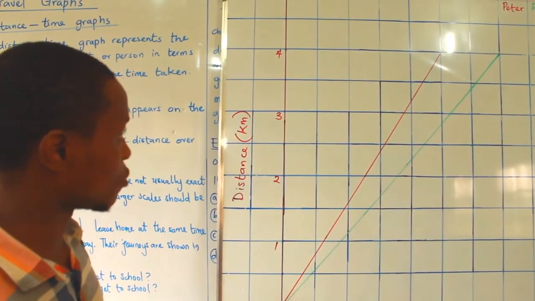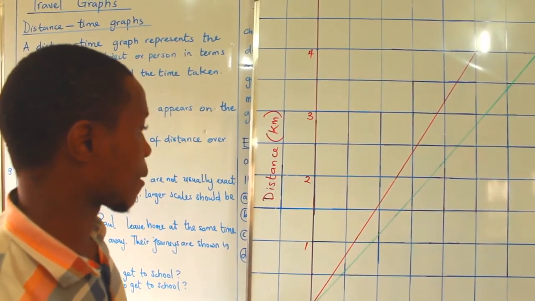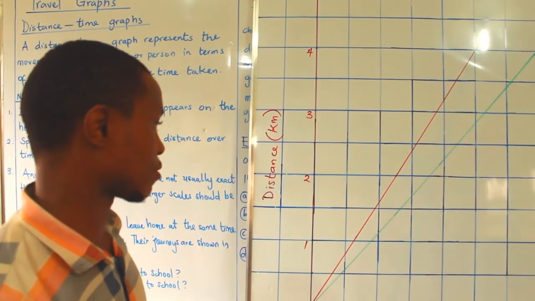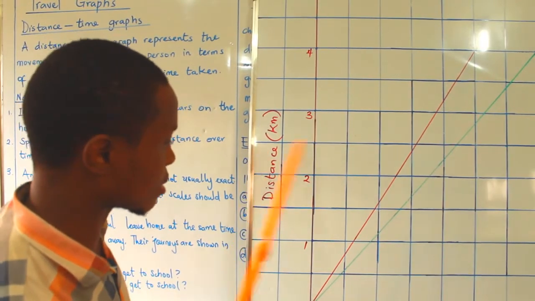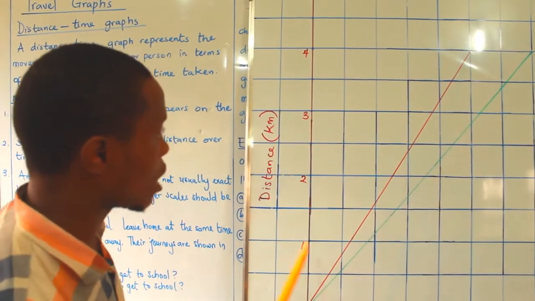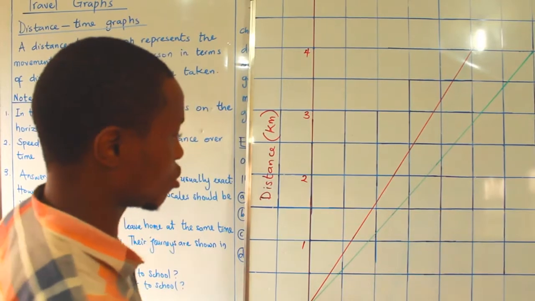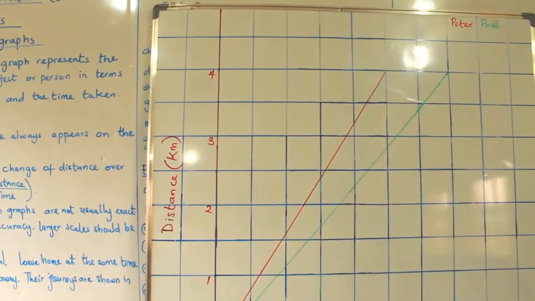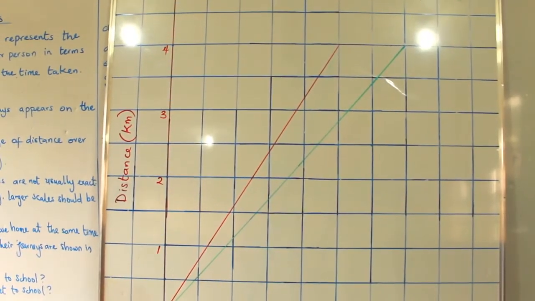We also have travel graphs like the speed-time graph and the displacement-time graph. Those are also travel graphs. But for today, we're particularly paying attention to the distance-time graph. It is called a distance-time graph because the distance is on the vertical axis and the time is on the horizontal axis. Now, Peter and Paul took a journey to school. School is 3 kilometers away.